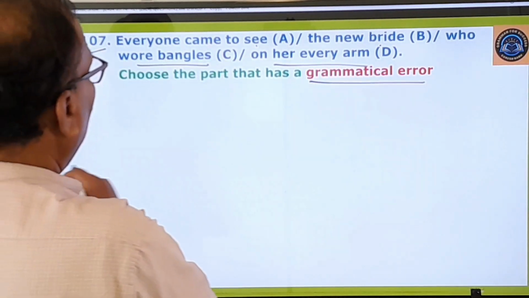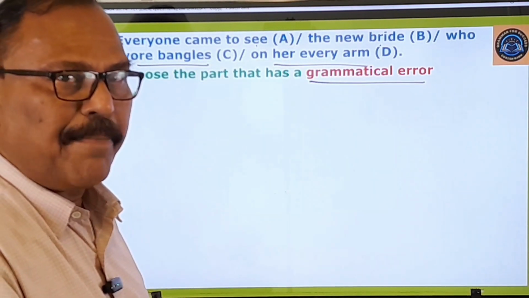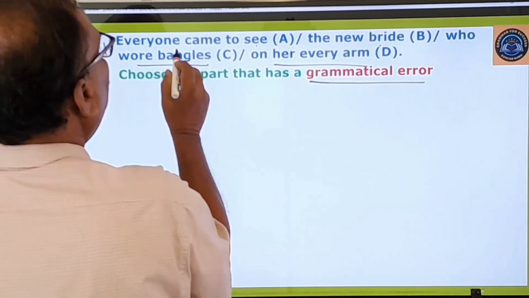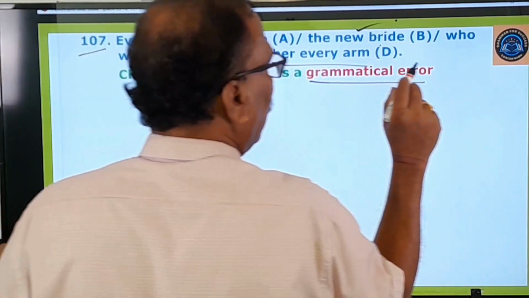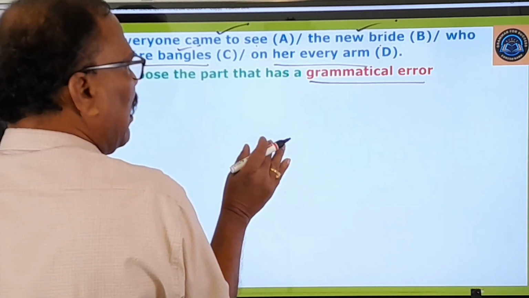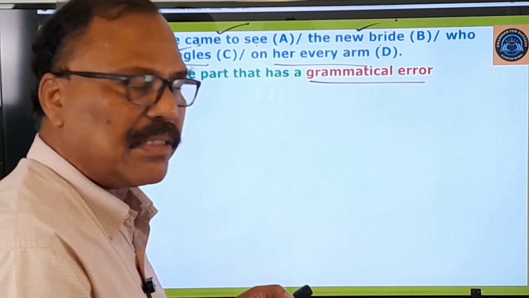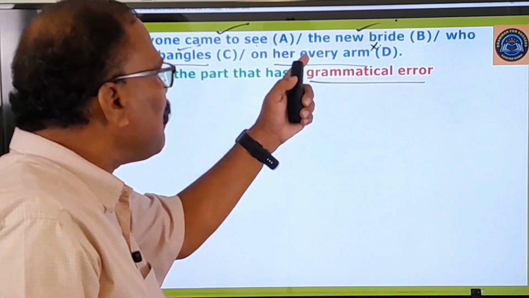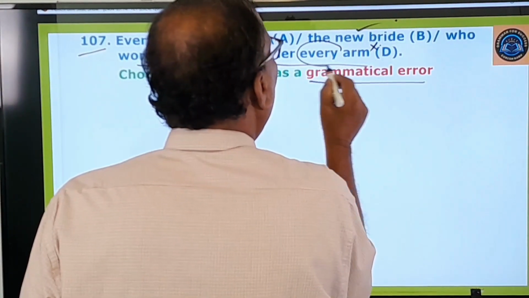So let us look at the sentence once again and find out the grammatical error. Before we look at the options: Everyone came to see, this is absolutely correct. The new bride, no grammatical error. Who wore bangles, absolutely correct. So A part, B part, C part, there are no grammatical errors. Now look at the D part, on her every arm. Here in this part there is a grammatical error.